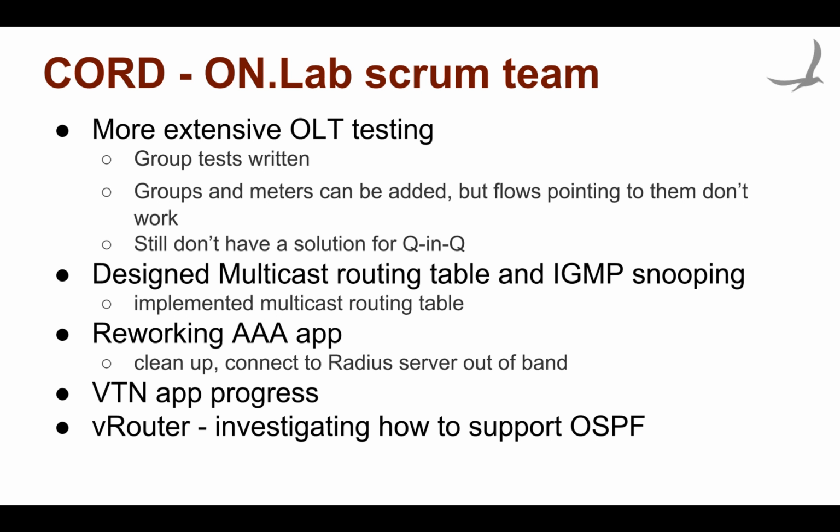All right. So the rest of the work being done at ON.Lab, we've spent a lot of time extensively testing the OLT for the features that we need that we haven't yet tested. As part of that, we've written tests for installing and updating groups in the OLT. We're able to add groups and meters into the system. These are OpenFlow meters. But when we point flows to them, then we can't forward traffic through the OLT. So that's an issue that we need to go back to PMC and figure out what's going on there.